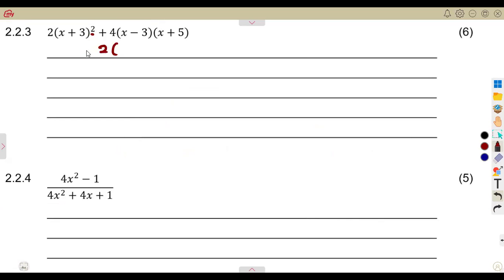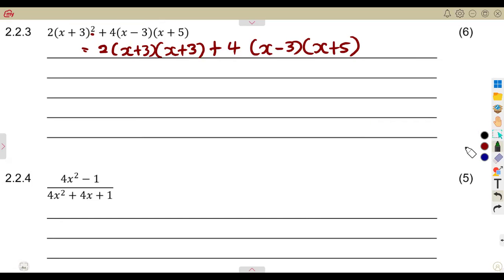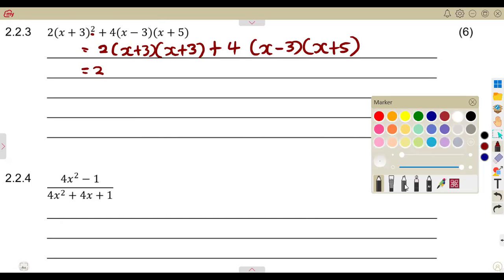Since we are given 2 brackets here, it means there is a bracket of x plus 3 multiplying another bracket of x plus 3. There are 2 of them, x squared. Okay? Plus 4 into the bracket, there is x minus 3 into the bracket of x plus 5, like this. So this is what you're going to do. You're going to distribute, expand one bracket from our FOIL method. So you can just leave the 2 outside from the first bracket. Then considering this, let's take it this way. So this is what we have.